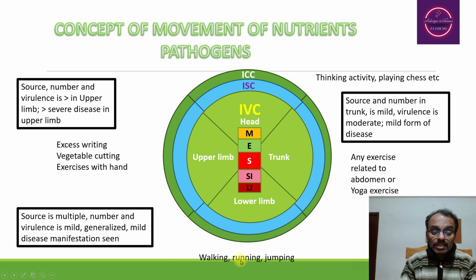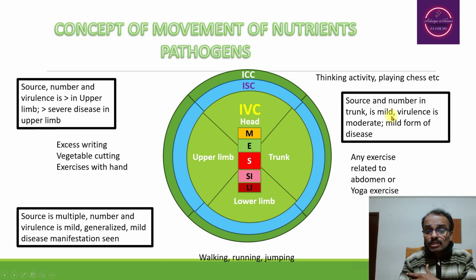Suppose the person has the source of entry of the pathogen in the lower limb, and the virulence is mild, the number is comparatively slower, but the sources are multiple, so the manifestation will be much more generalized in the lower limb. For example, if there are pathogens blocking the blood vessel which is supplying one lower limb, the person may develop clinical manifestation where there is blockage, and that will be a milder form.